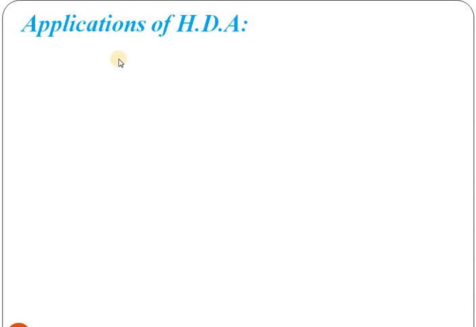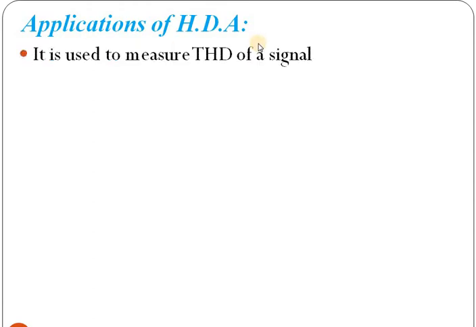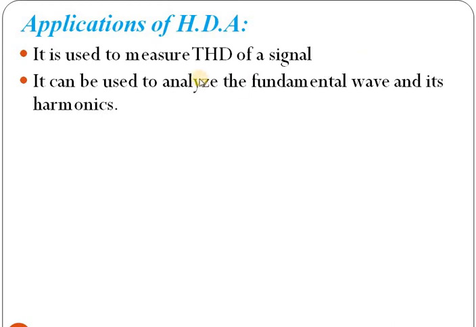Now we consider the applications of the harmonic distortion analyzer. It is used to measure the total harmonic distortion of a signal. It can be used to analyze the fundamental wave and its harmonics.